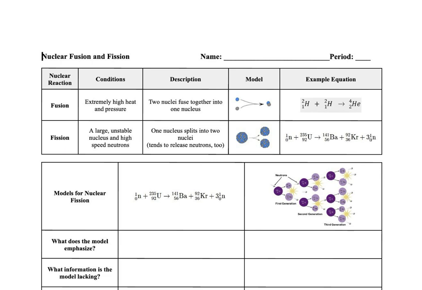Okay, the other category is fission, and in order for this to happen, you need a large unstable nucleus and high-speed neutrons. So one big unstable nucleus is going to split into 2 or more smaller nuclei. Sometimes to get this going, you need a neutron to bombard it. So here's what I have here. This is my neutron. They use the little n for neutron, but neutrons don't have any protons. That's why there's a 0, and it has a mass of 1.